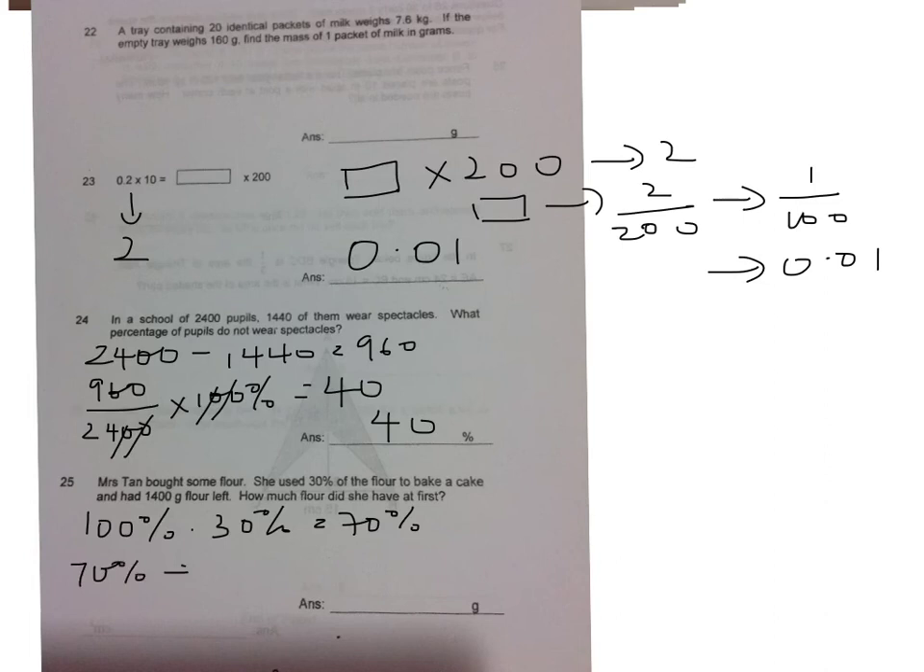So 70% gives us 1400 grams. 10% is actually 200 grams. Okay, so 100% will give us 2000 grams. So question 25, your answer is 2000.